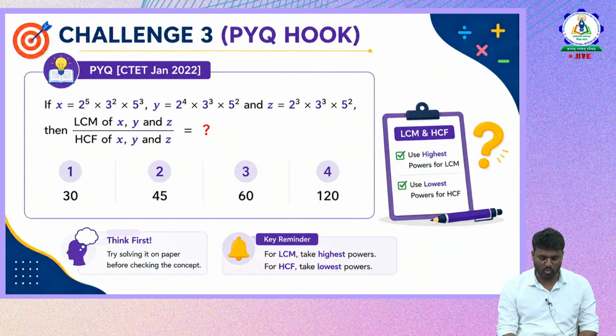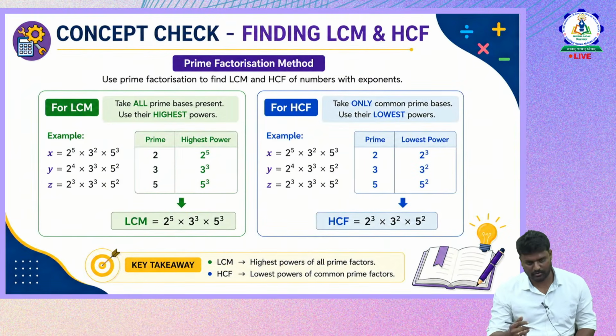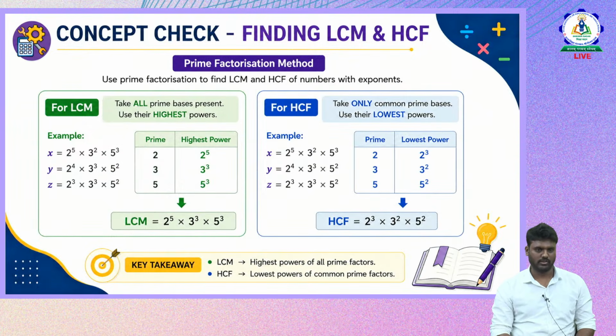Let us try to see how we can solve this problem. There are different ways we can solve it, and one method is the prime factorization method, using the prime factorization to find the LCM and HCF of numbers with the exponents.